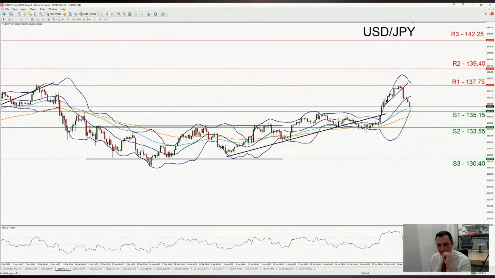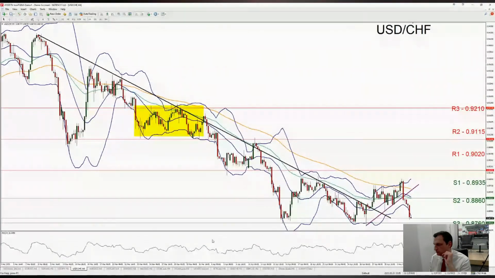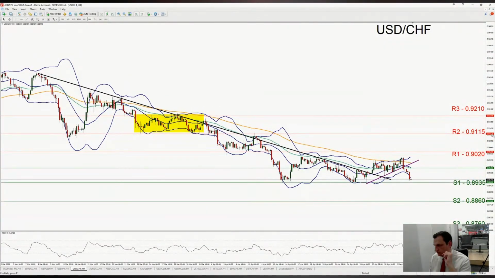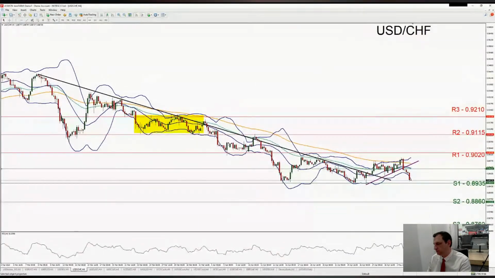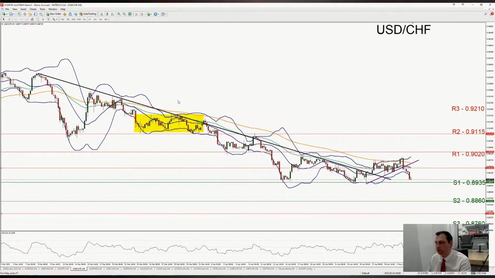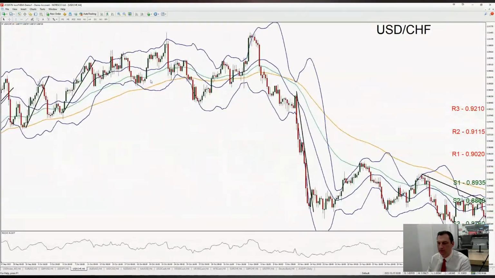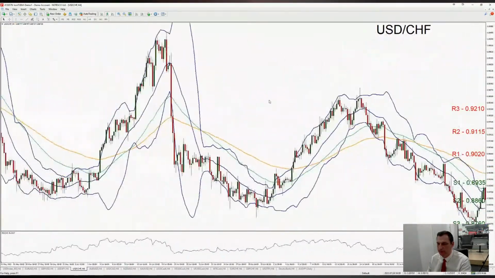Okay, let's have a look at USD CHF. USD CHF finally was able to drop decisively lower. Definitely the 0.8935 support line has now turned into a resistance line. And we have to go hunting for a new ultimate support level. Let's unlock the chart, go back in time, and find a suitable trough if possible.